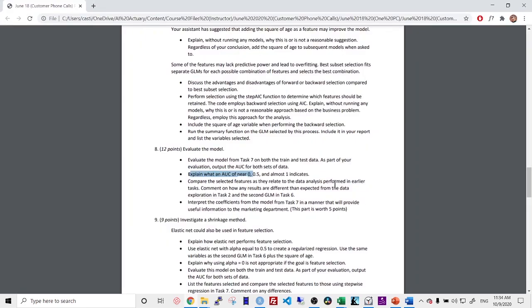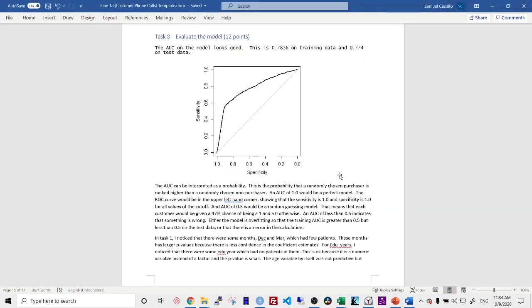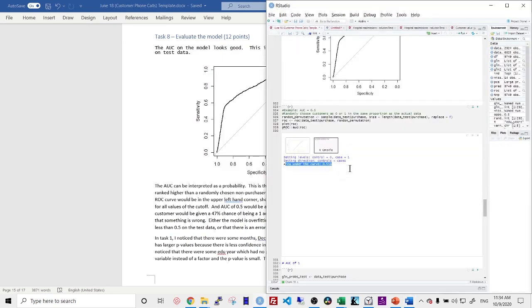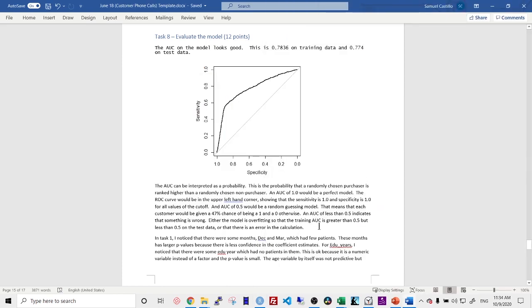Another possibility, which is interesting, is that the AUC is near 0. This indicates that something is seriously wrong. There are two ways that this could happen. The first is if you severely overfit your data so that your training AUC would be high, but your test AUC would be very low. The second way is if there's an error in your AUC calculation and there's something wrong with the formula. So go ahead and summarize this in your document.